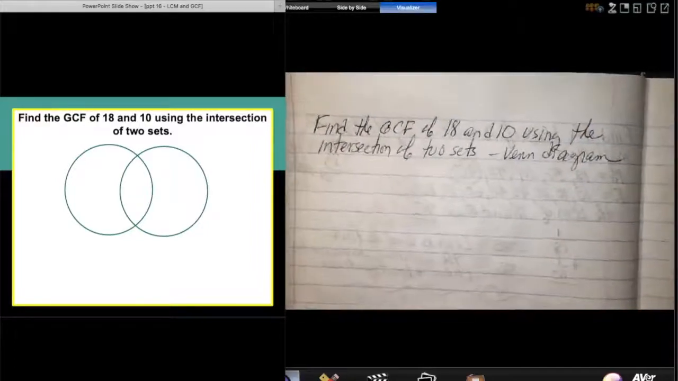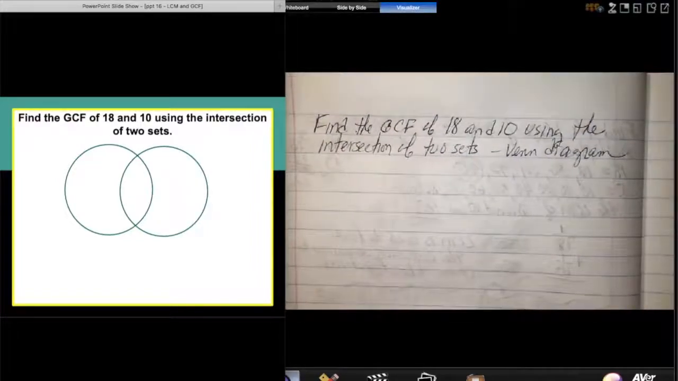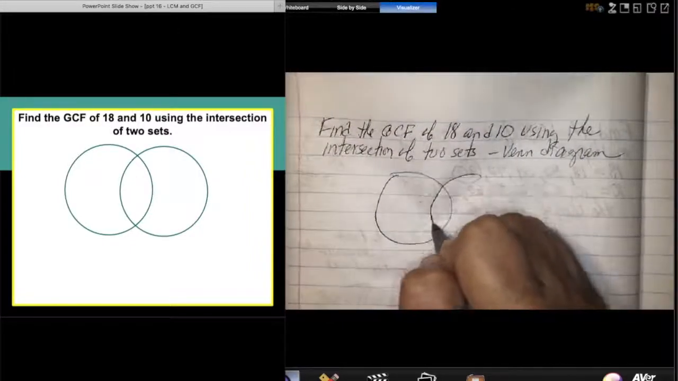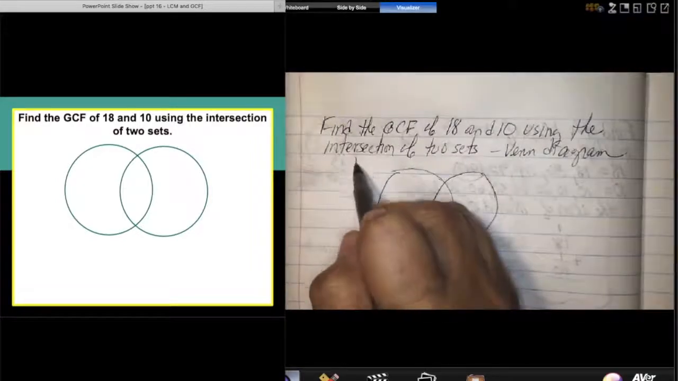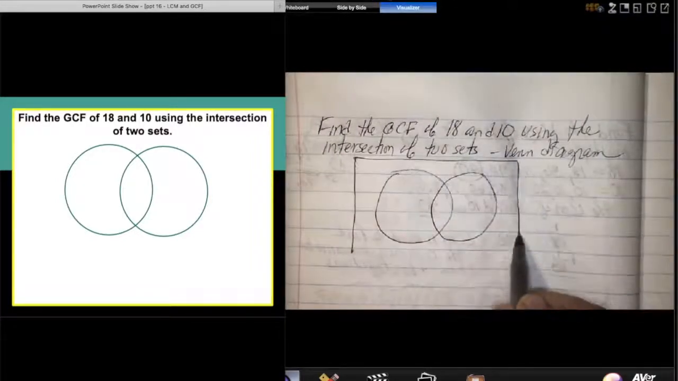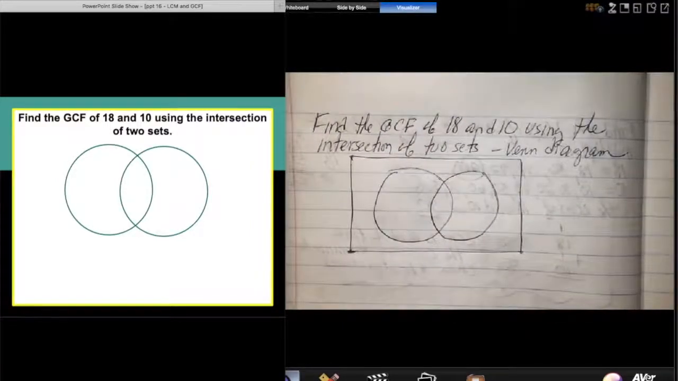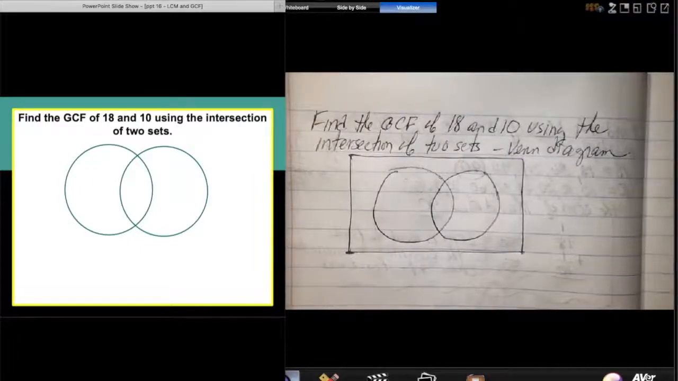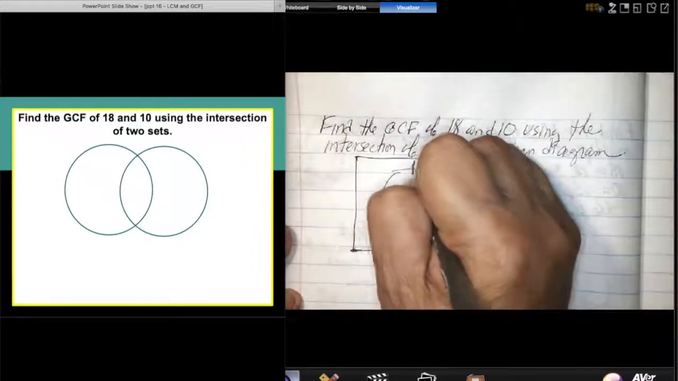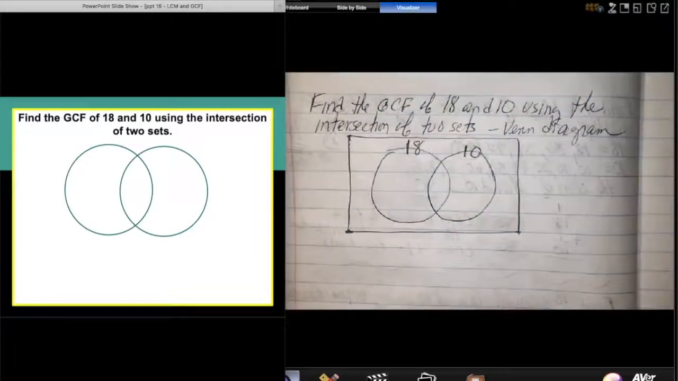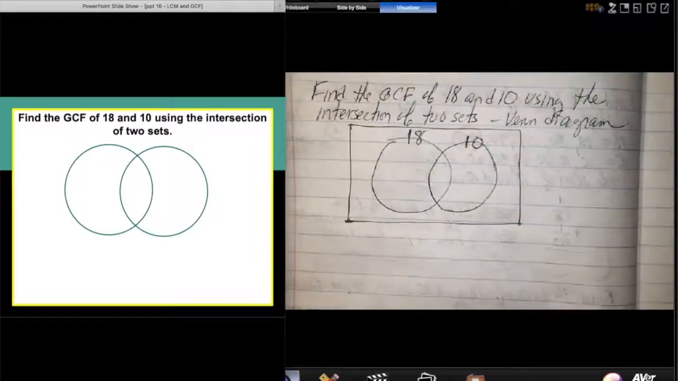Now, since I'm only looking at the relationship between two sets, I'm going to draw two circles, enclosed in a rectangle. If I were finding the LCM or GCF of three numbers, I would draw three circles. So let's agree, and I'm going to put the 18 on the left and the 10 on the right. It doesn't matter, but let's just put the 18 on the left and the 10 on the right.